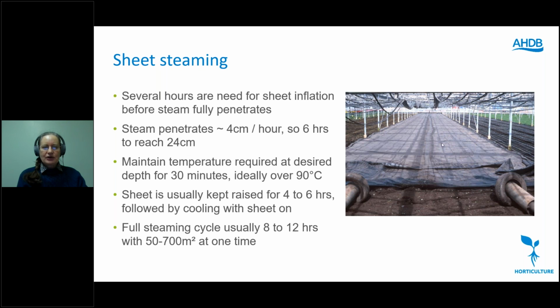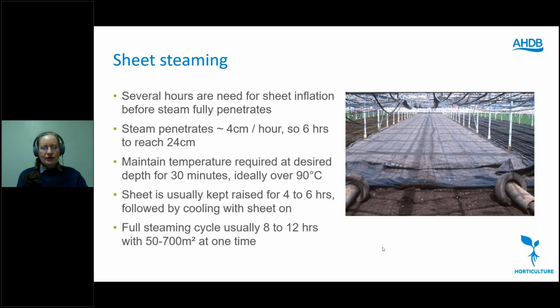It will need quite a time to inflate, and it then takes 4 centimetres an hour to penetrate into the soil. So once it's actually inflated, it's about 6 hours to reach down to 24 centimetres. And you need to maintain a temperature, ideally over 90 degrees centigrade, for 30 minutes. So that sheet will be kept raised for 4 to 6 hours, and then you'll leave it on as the soil cools. So a full steaming cycle for sheet steaming is usually about 8 to 12 hours, and about 50 to 700 square meters can be sterilised at one go.